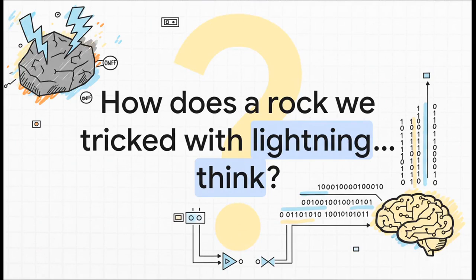And I'm not really exaggerating here. I mean, at its heart, every single computer is made of silicon. That's basically just sand, right? Purified sand. And what do we do? We zap it with electricity. So that brings us to the big, kind of mind-blowing question. How does a rock that we tricked with lightning actually think?